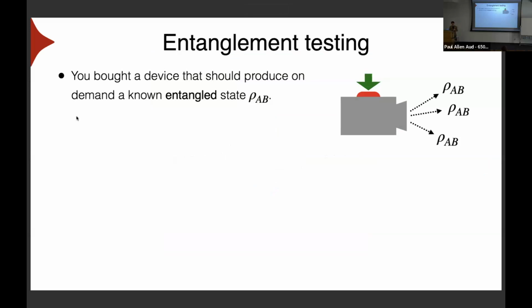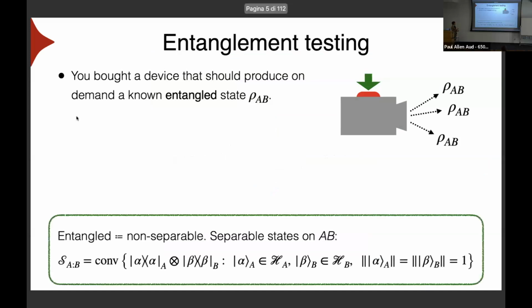But in fact, okay, so first of all, we should understand what entangled state means. It just means non-separable for me, and a separable state, we're doing mixed states, right? So separable state for me is something that is a convex combination of product states, okay, on Alice and Bob. Okay, so it's a bipartite quantum system.